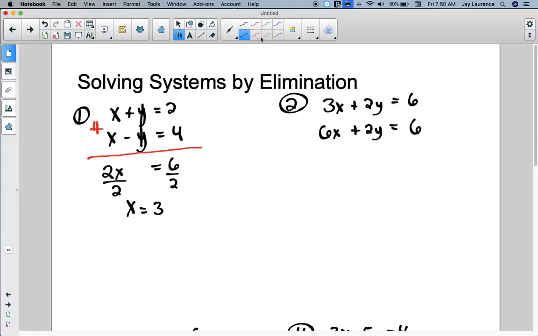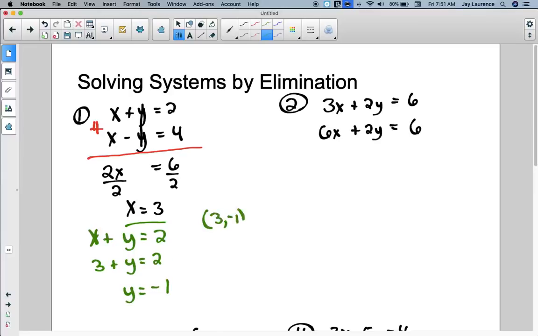Now, one of the reasons I don't like elimination as much as substitution is, in substitution you do your hard work first and the easy work second, while in elimination it's kind of reverse. So now I'm going to take one of these two equations. I'll take x plus y equals 2. I'll substitute 3 in for x because I just found out that x equals 3. And then I'll solve for y and get y equals -1. And so the two lines intersect at (3, -1).